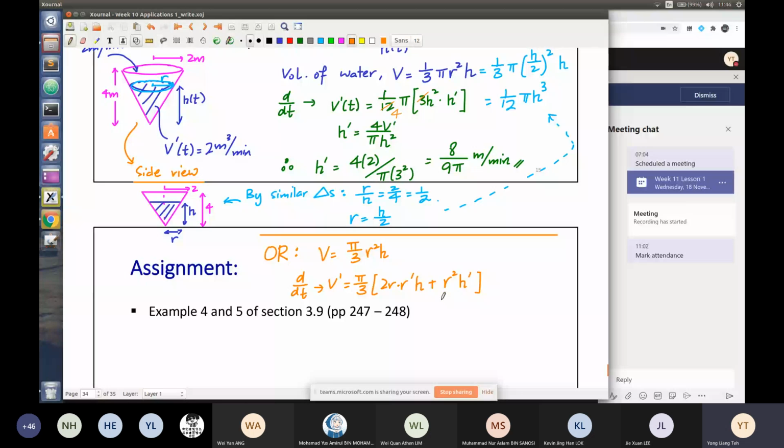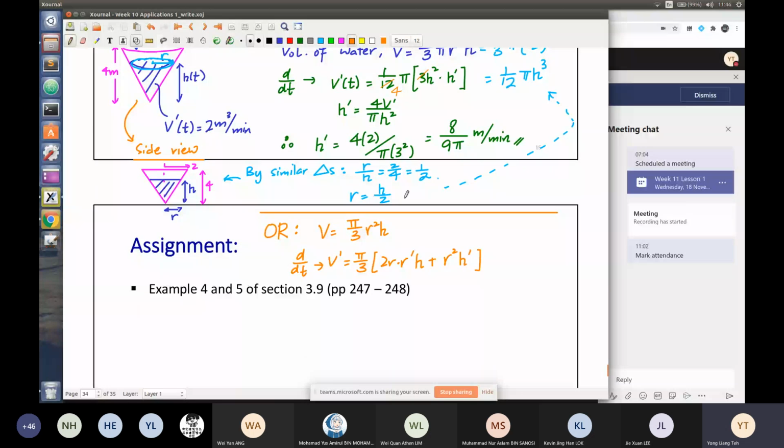From here, obviously you want to know your r prime. However, you can replace your r prime by h prime. The reason is that r equals h over 2. So once you know r equals h over 2, you can differentiate with respect to t also. You're going to get r prime equivalent to half h prime. Simple as that. Just differentiate both sides with respect to time, so r prime equals half h prime because half is constant here.